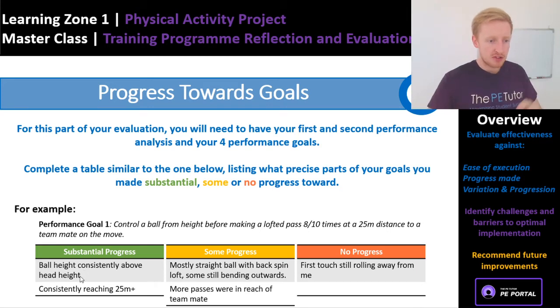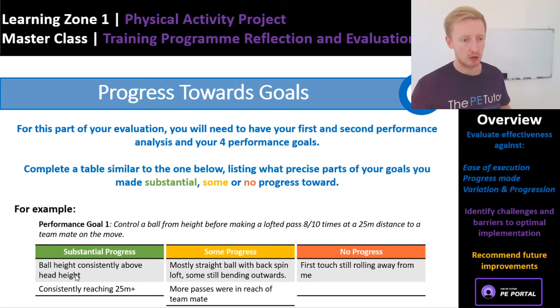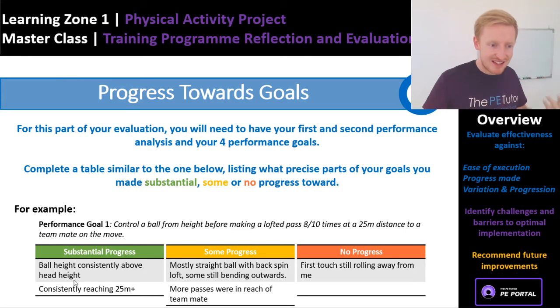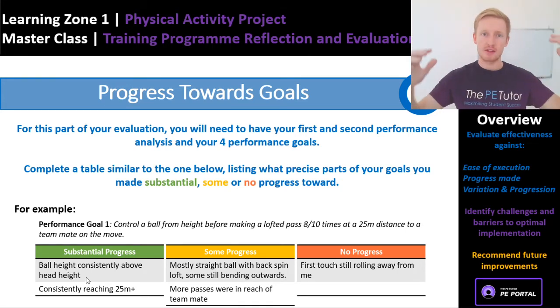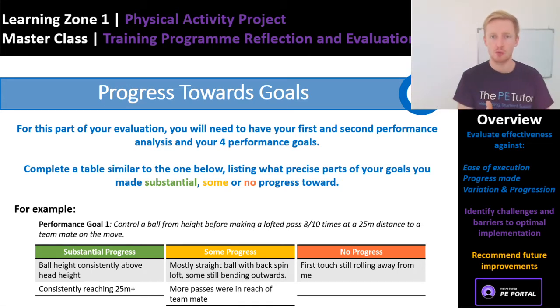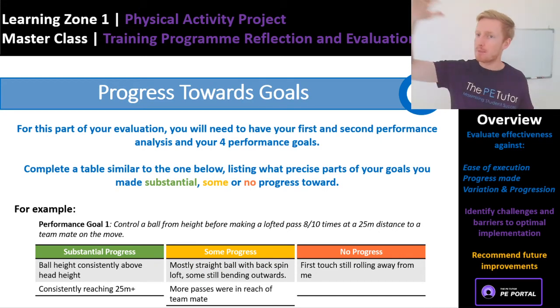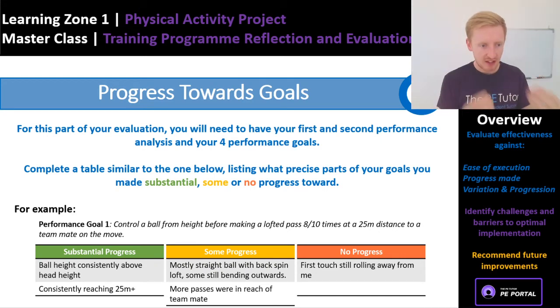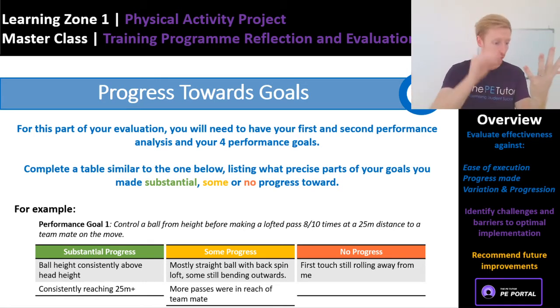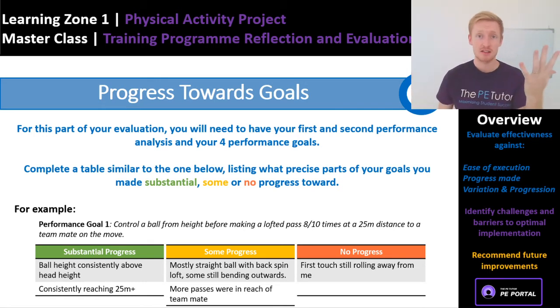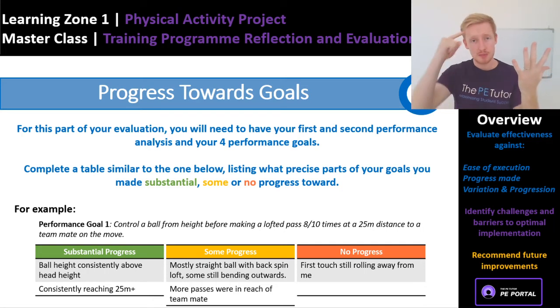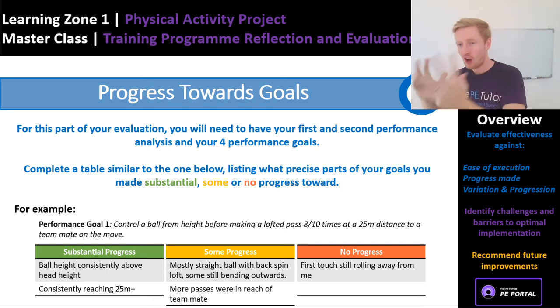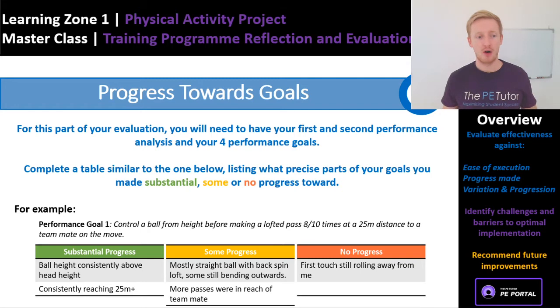So to start with, look at that substantial progress column. My ball height was consistently above head height. Every time I made connection with that ball, it was going above head height. That was substantial progress because previously, if I look at my first performance and I look at the data, my statistical analysis, 1 in 10 went above head height. Now 9 in 10 are going above head height. That is substantial progress.